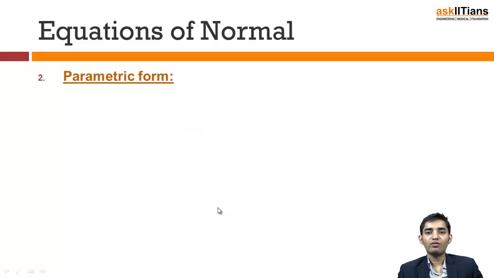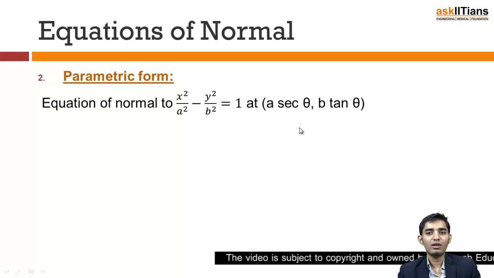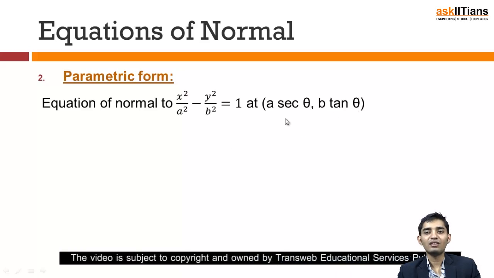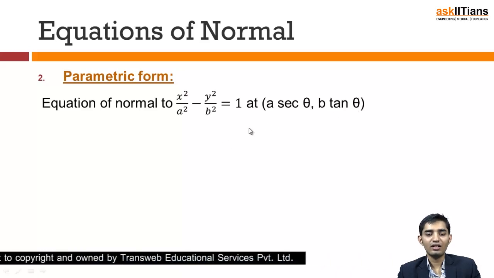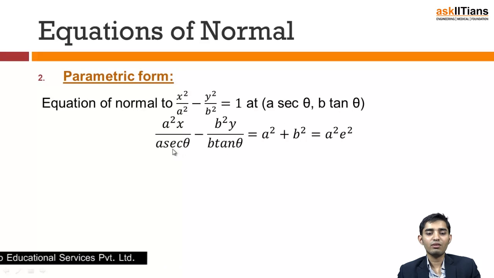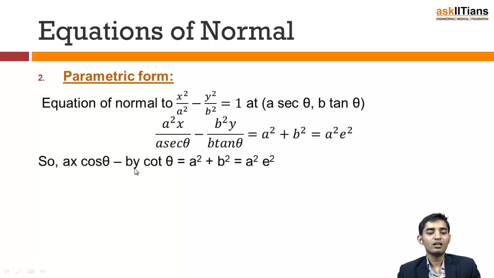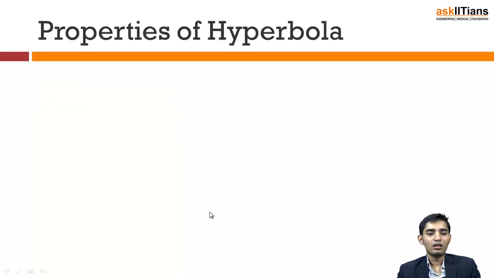Now what will be the equation of normal in parametric form? If I want to find out the equation of normal in parametric form, I will just replace x1 y1 in the point form, right? In x1 y1 I will just replace by a sec theta and b tan theta, which are the parametric coordinates, right? So just replace x1 and y1 by a sec theta and b tan theta. So this will be the equation of normal in parametric form.